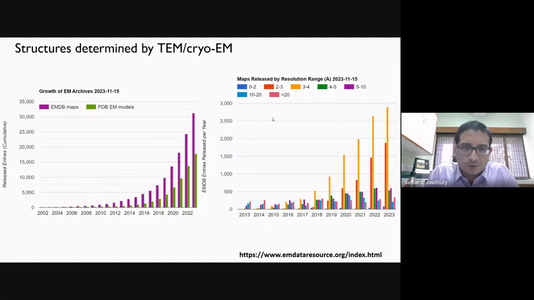So again, the importance is that day by day and year by year, the number of depositions of structures in the EM Data Bank, which is where you deposit your experimentally derived maps, and then also the models associated with it in PDB. So you can see in purple bars how many maps are being deposited. This is just from this particular week. And on the right-hand side, you can see the resolution that we are able to achieve from cryo-EM today. Most of the depositions are in 3 to 4 angstrom resolution, and actually 2 to 3 angstrom is also catching up. It's growing with time. So we are trying to reach that near-atomic level resolution, which I spoke about. And someday we should be able to see them.